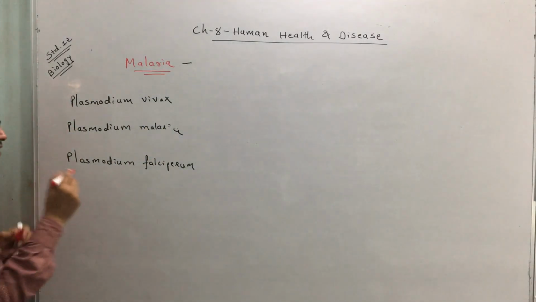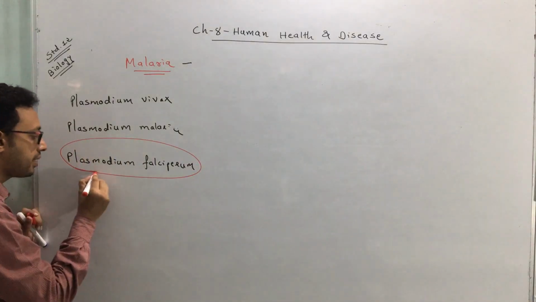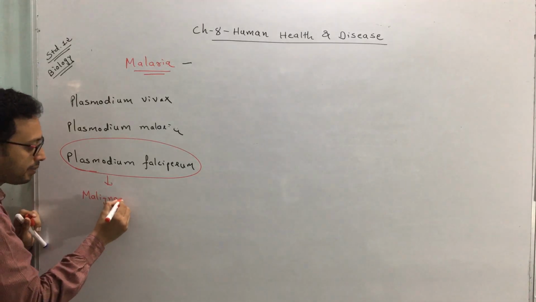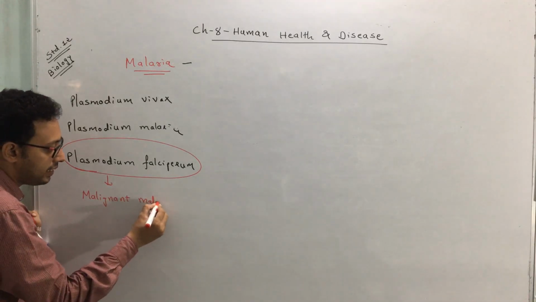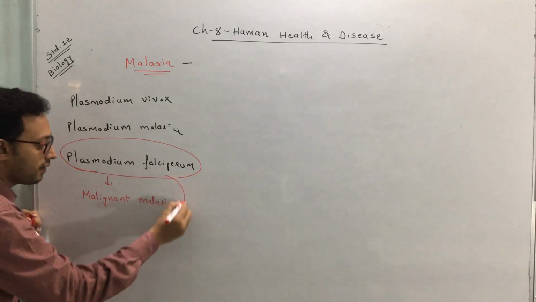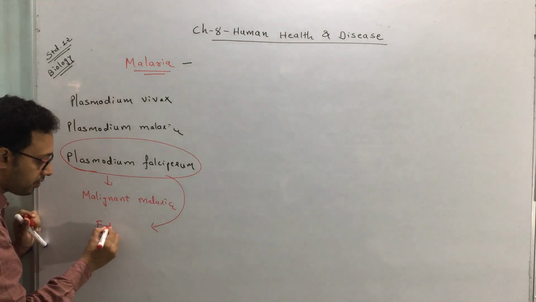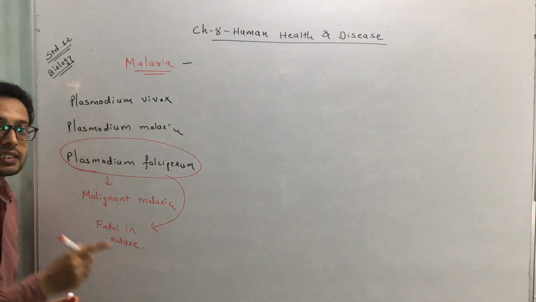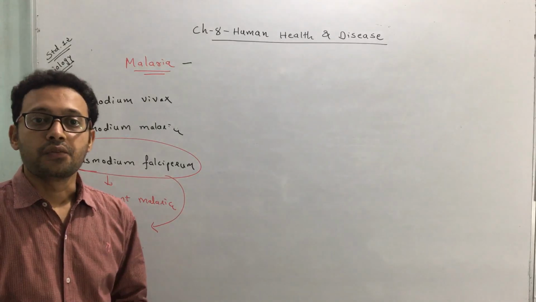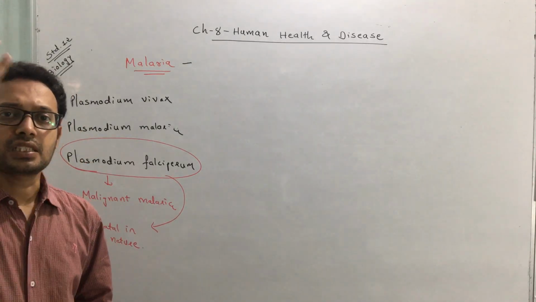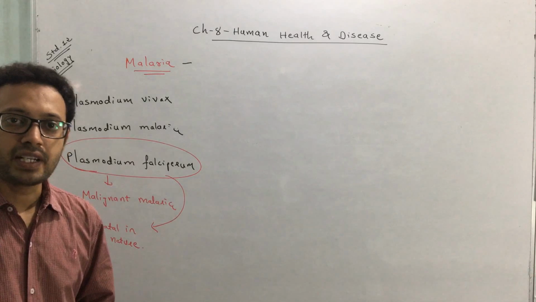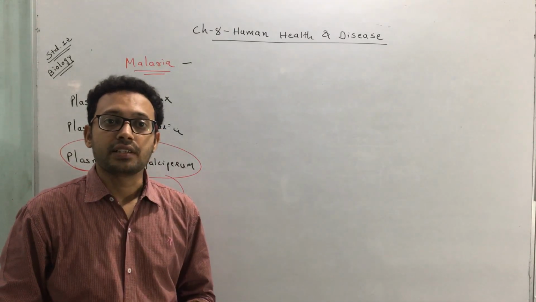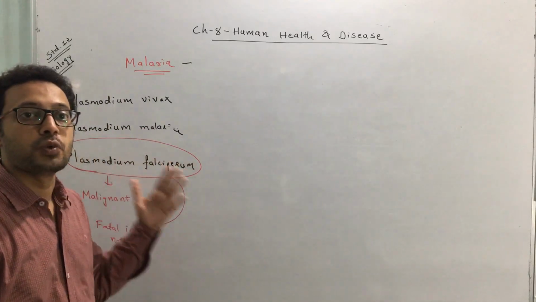But the malaria caused by Plasmodium falciparum is the most malignant malaria, and it is fatal in nature. It means it can also cause death. We have been fighting against malaria for a long time. Now we have medicines, but still it is occurring. It is an infectious disease that is spread through the parasite, Plasmodium.